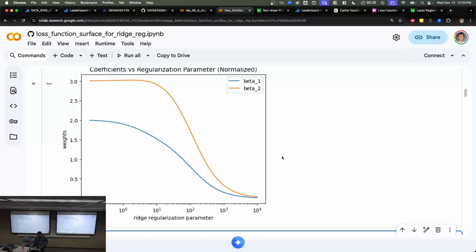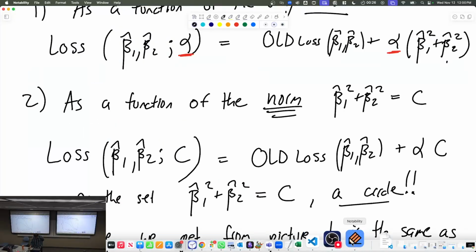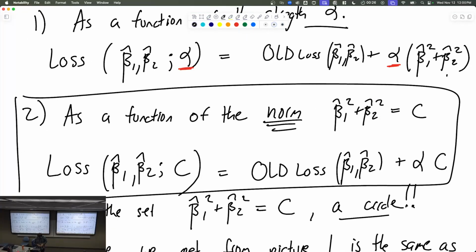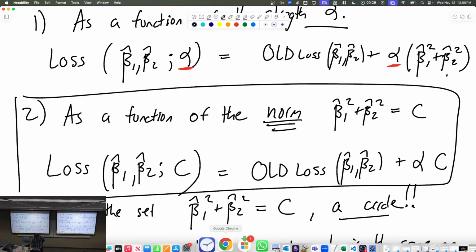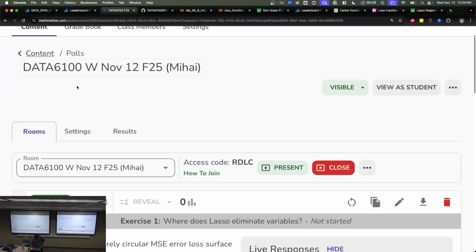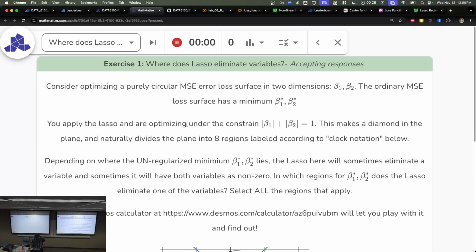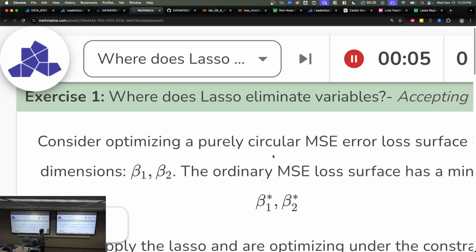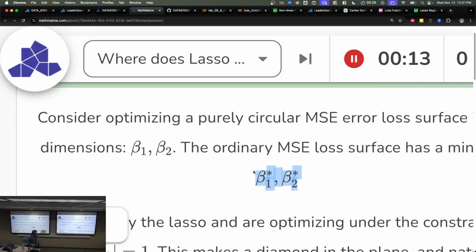Okay, why am I mentioning all this? It's going to be to answer the setup. We're going to use this dual view to answer a question in Mathematize. So that's the first Mathematize question. Here it is. Where does the lasso eliminate variables? So here's the setup. We're going to consider a purely circular mean squared error loss function. So the bowl is perfectly circular, and it has some minimum, beta star 1 and beta star 2. So that's the ordinary point.